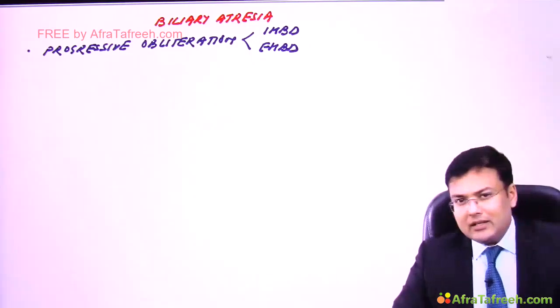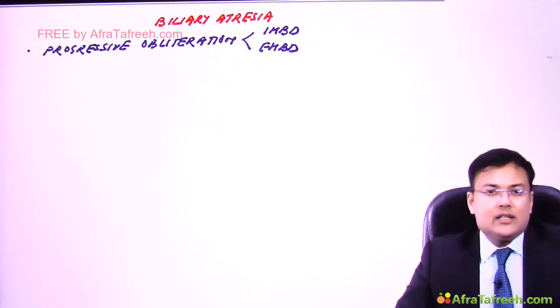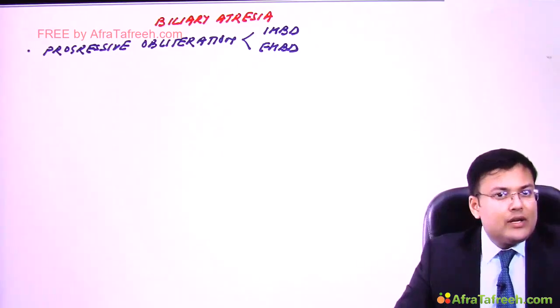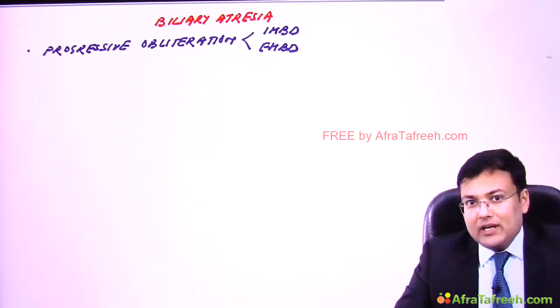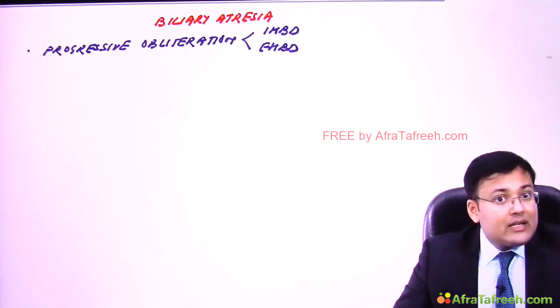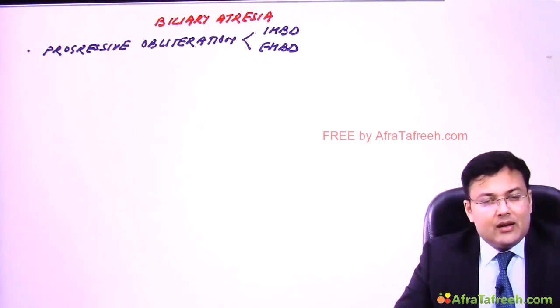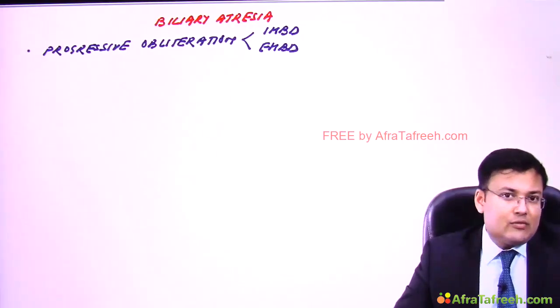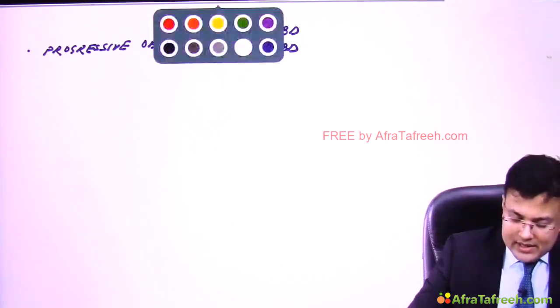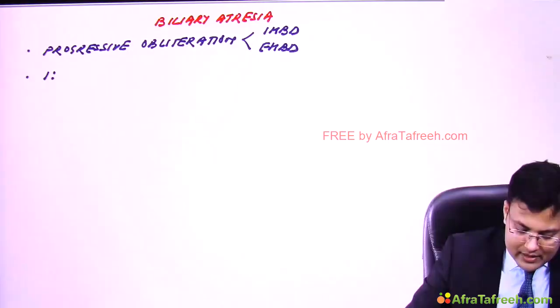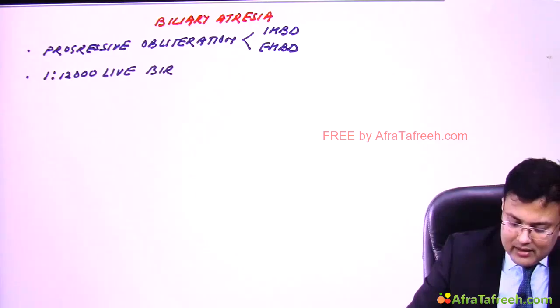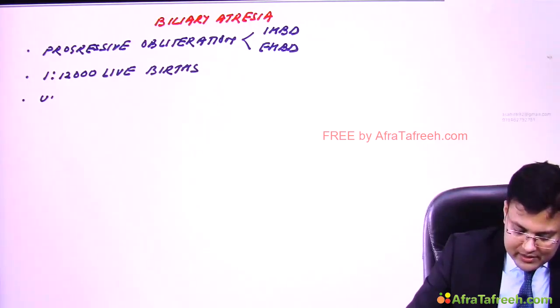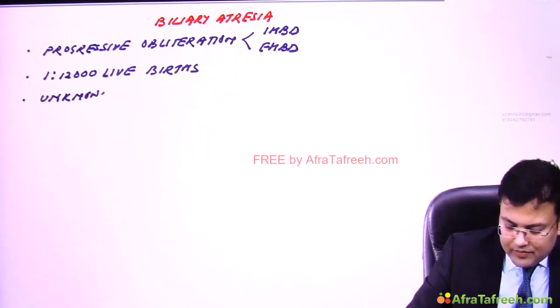Clear? Another question asked is, what is the incidence of biliary atresia? It is 1 in 12,000 live births. In these cases, the etiology is unknown. And one famous question of AIIMS and NEET: what is the most common indication of pediatric liver transplantation? Biliary atresia. So the incidence is 1 in 12,000 live births, with unknown etiology.